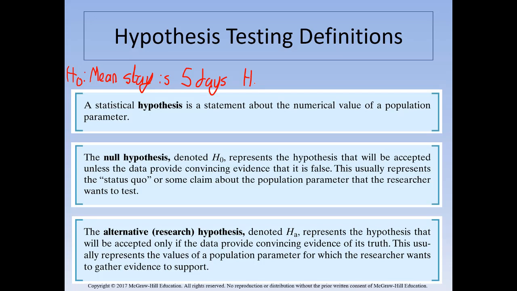And HA is my alternative hypothesis. It can be a big A or a little a, doesn't really matter. Apologize if I'm inconsistent. And the mean stay is greater than 5 days. Again, my writing is not the best on the board, and it's even worse on a pen. So that's just what a hypothesis is.